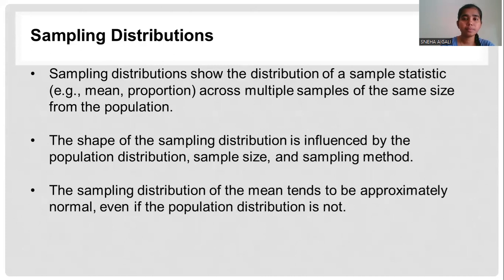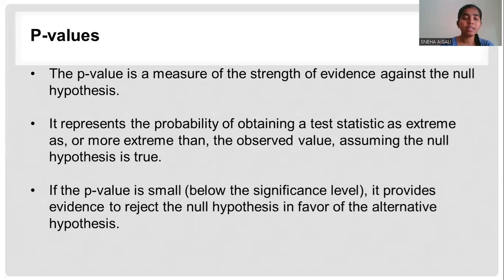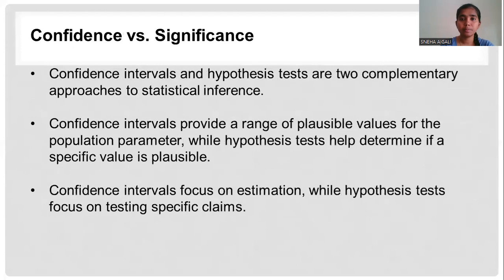Now, next up, let us go through the p-value. The p-value is a measure of the strength of evidence against a null hypothesis. It represents the probability of obtaining a test statistic as extreme as or more extreme than the observed value, assuming the null hypothesis is true. If the p-value is small, that is, if it is below the significance level, it provides evidence to reject the null hypothesis in favor of the alternative hypothesis.